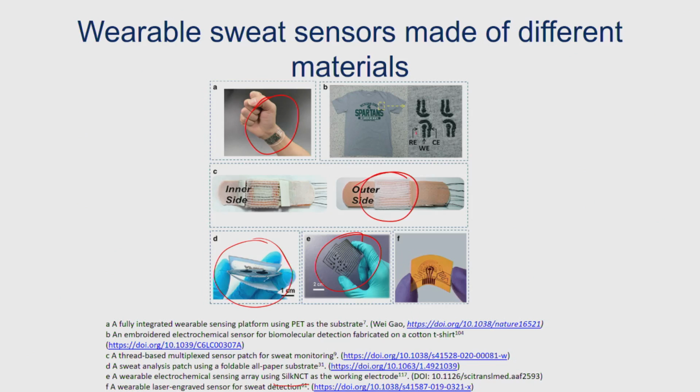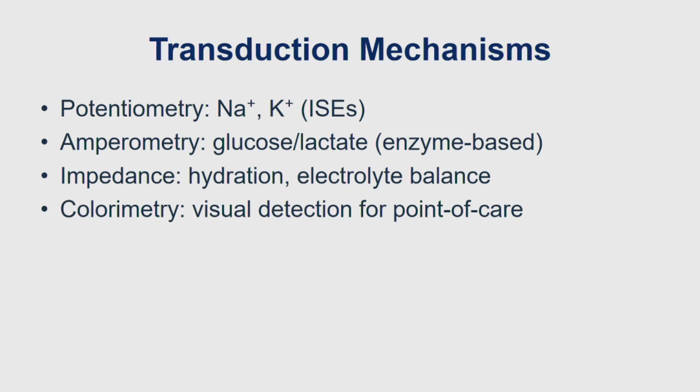And the last one is basically a wearable laser-engraved sensor, which is again used for sweat detection for different analytes. I think the most common one is urea. Urea is used a lot for sweat detection because it has its own challenges, and there's a good correlation of urea in sweat and urea in blood as well.